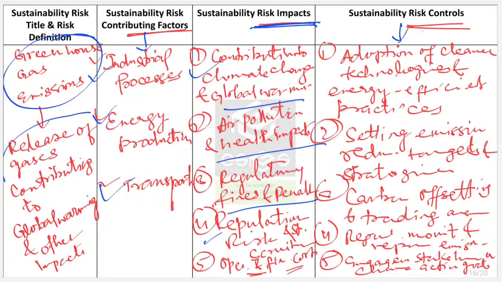Then we talk about certain risk control measures. Like the first one is adoption of cleaner technologies and energy efficient practices, setting emission reduction targets and strategies, carbon offsetting and trading, regular monitoring and reporting of the emissions, and also engagement of the stakeholders for the climate action goals actually.